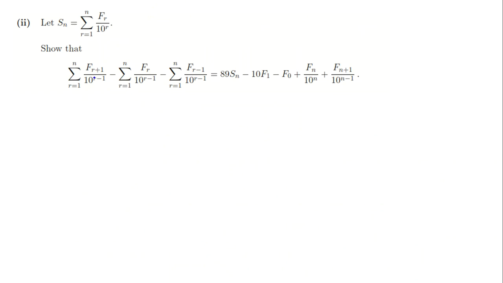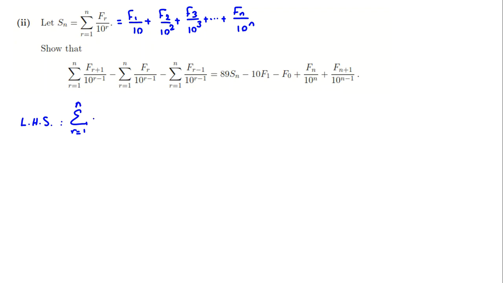Okay, let's solve this one. When you have something like this, with a sigma, it's hard, so try to expand it. For example, here we know Sn equals f1 over 10 to the 1 plus f2 over 10 squared plus f3 over 10 cubed plus up to fn over 10 to the n. Okay, now here let's focus on the left hand side. We have 3 terms. Let's focus first on the first term.